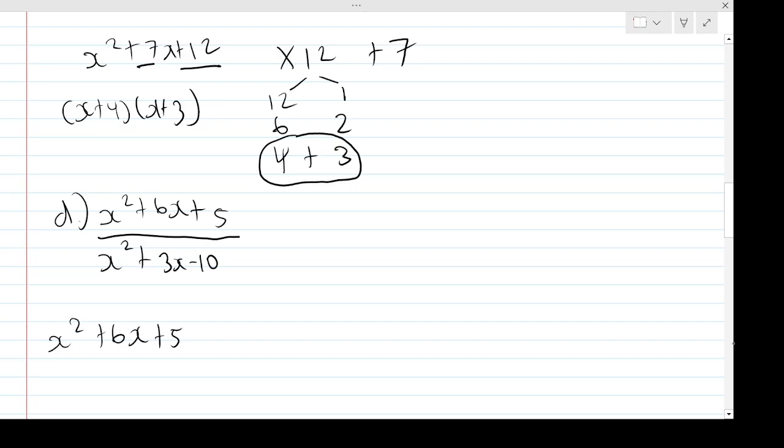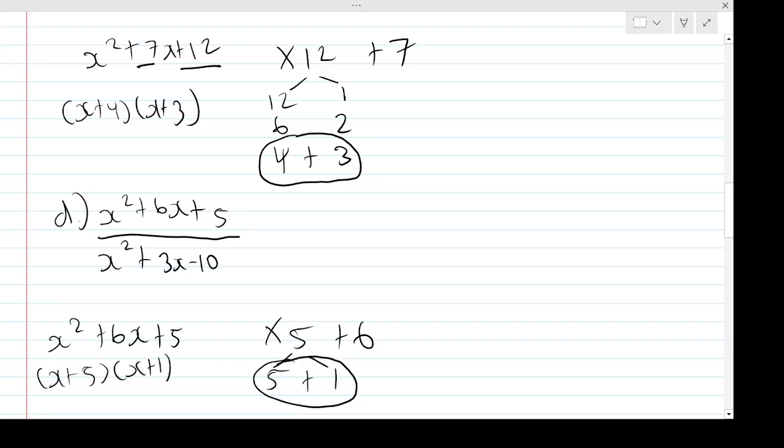So we're going to factorise this. I need to consider the factors that times to get 5 and two numbers that add to get positive 6. The factors of 5 are only 5 and 1, and I notice they add to get 6. So those are my factors: x plus 5, x plus 1. But then we need to do it with the bottom as well.